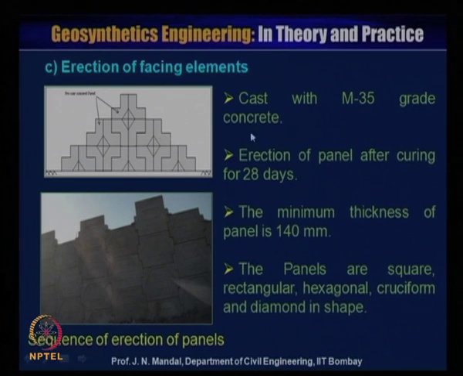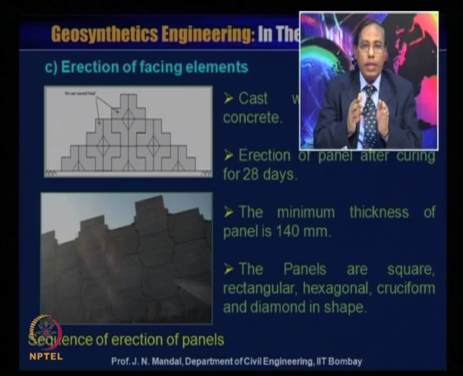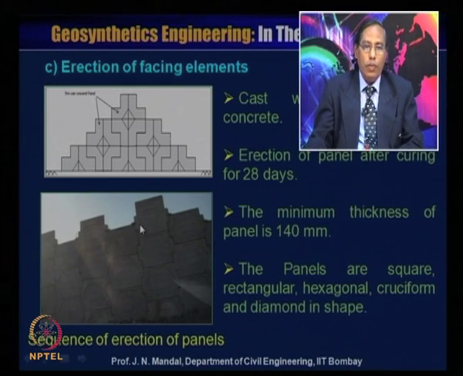Here cast with M35 grade concrete, erection of the panel after curing for 28 days. The minimum thickness of the panel is 140 millimeter. The panels are square, rectangular, hexagonal, cruciform and diamond shape. Here you can see how the sequence of the erection of the panel goes. You can see initially you have to place like this, half of the mold like this, then you can place the entire facing element.